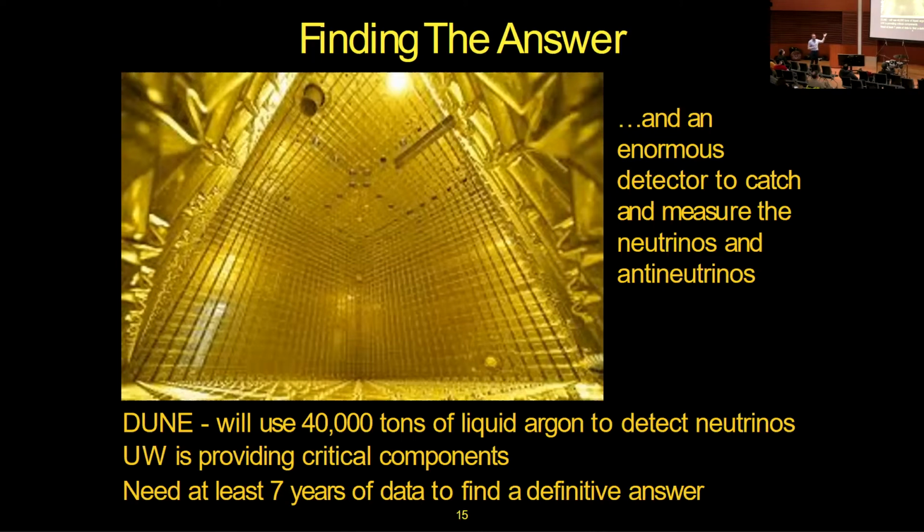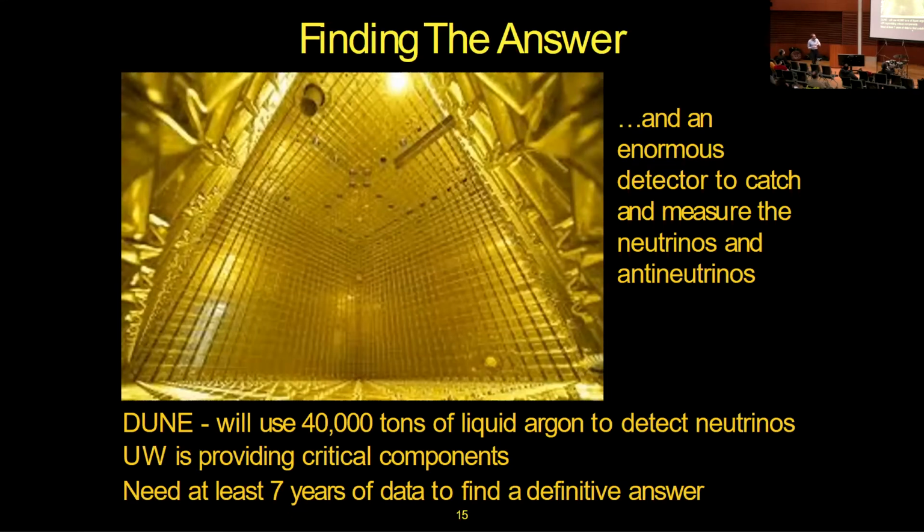So how in the world do we actually detect neutrinos? The answer is we make a whole boatload of them. We throw them at something that is enormous, like the detector that I'm showing you the inside of here, called DUNE, the Deep Underground Neutrino Experiment, which will use 40,000 tons of liquid argon located a mile underground to try to detect these neutrinos.